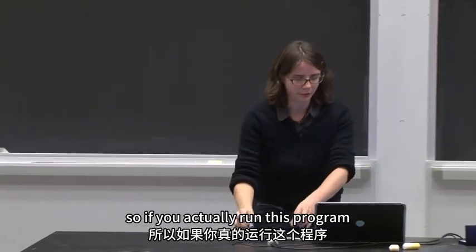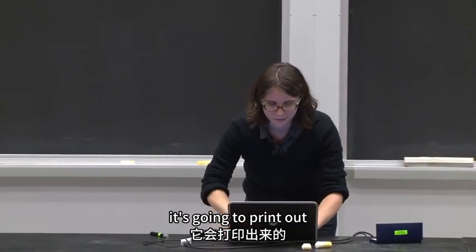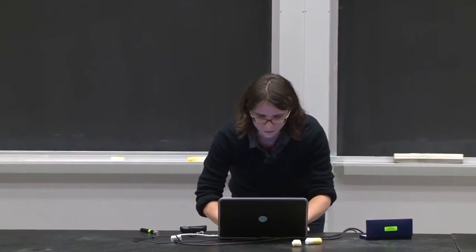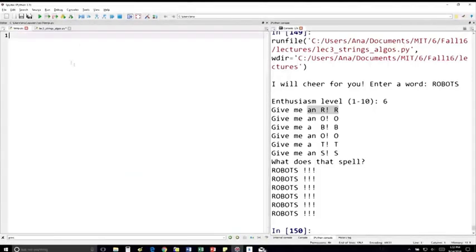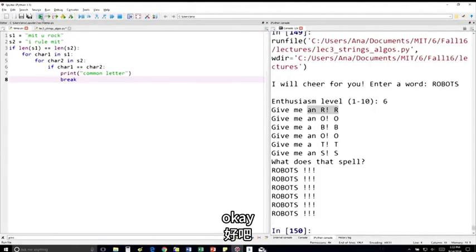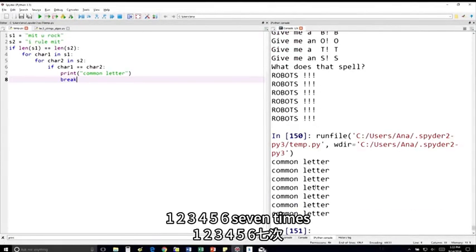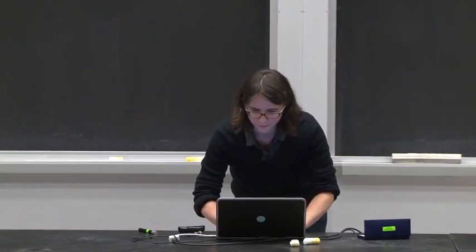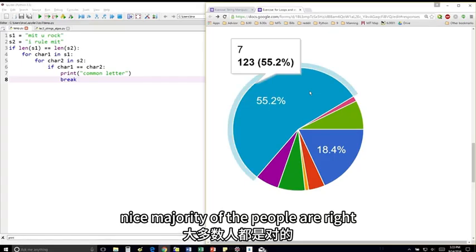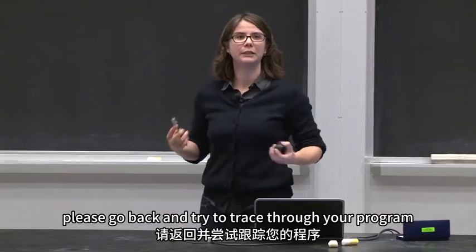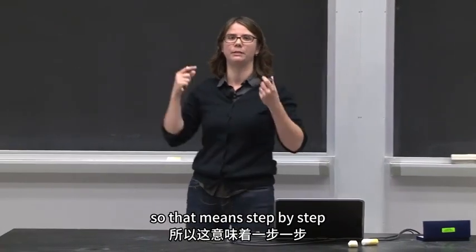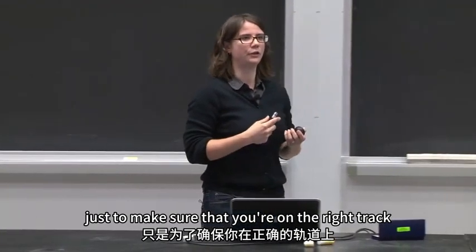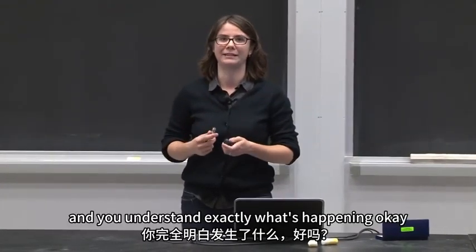So if you actually run this program, it's going to print out 7 times, I think. We can check it. Okay. 1, 2, 3, 4, 5, 6, 7 times. Nice. Majority of the people are right. If you got this wrong, please go back and try to trace through your program. So that means step by step, try to figure out what values of variables are, just to make sure that you're on the right track and you understand exactly what's happening.